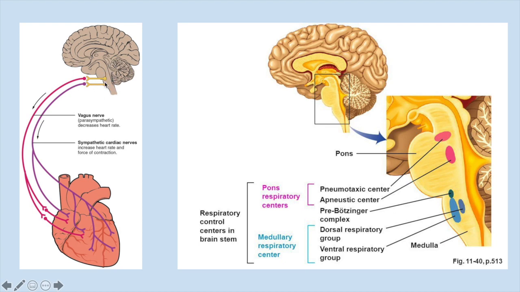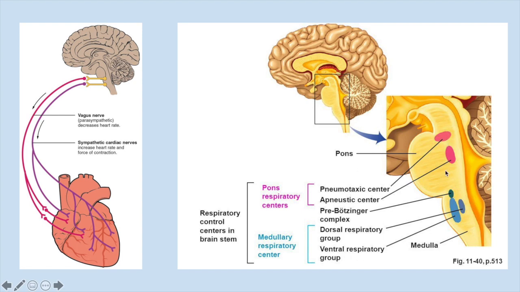If we have a look at these two images now, we can see the centers for cardiovascular control, so the centers that are going to stimulate our heart and cause it to beat. We can see these are originating from the medulla. And if we have a look on this image, we can see the centers that are controlling our respiration, the centers that are stimulating our reflex to breathe, are coming from the pons and the medulla.